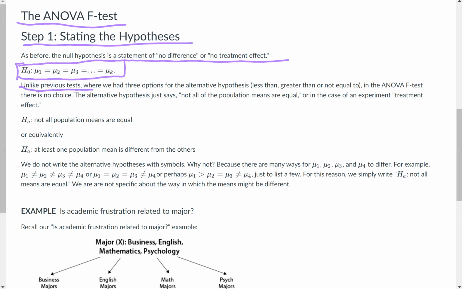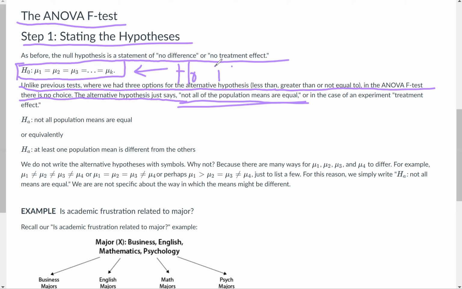Unlike previous tests where we had three options for the alternative hypothesis, greater than, less than, or not equal to, in the ANOVA-F test there is no choice. The alternative hypothesis just says not all the population means are equal. So pretty much it's saying that the null hypothesis isn't true. The null hypothesis says that all mu's are equal to each other, and the alternative hypothesis is just saying, no, that's false. At least one of them is not equal to the rest, basically.